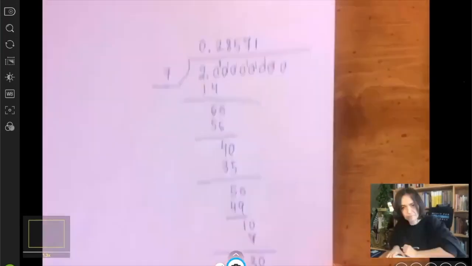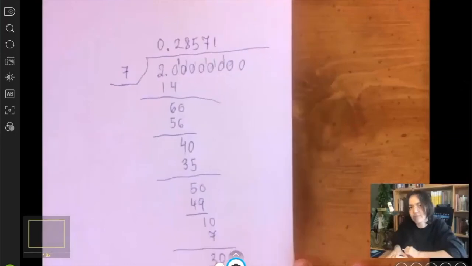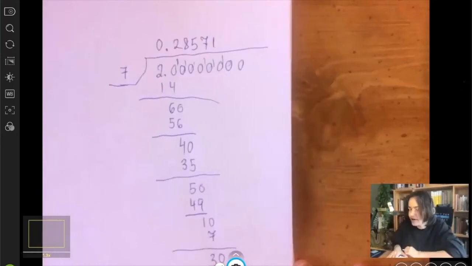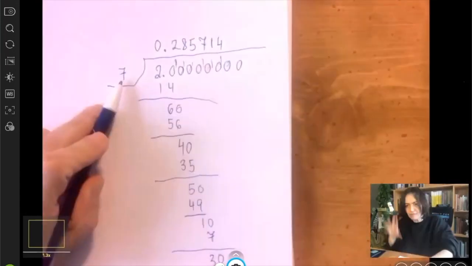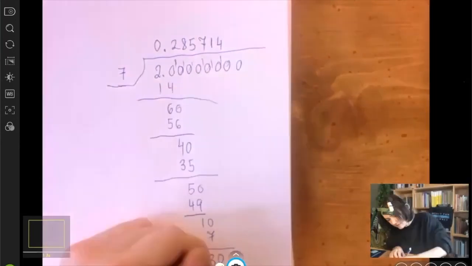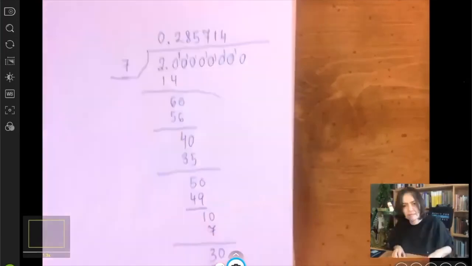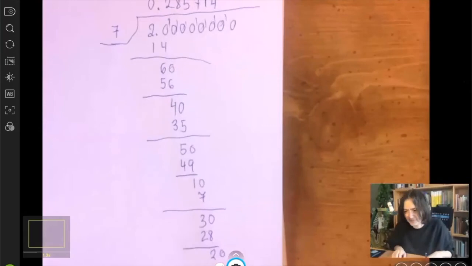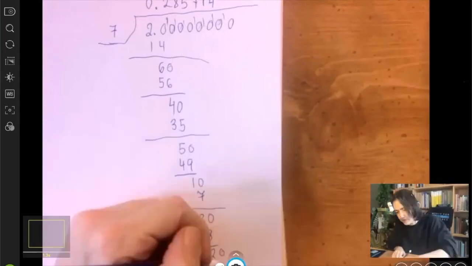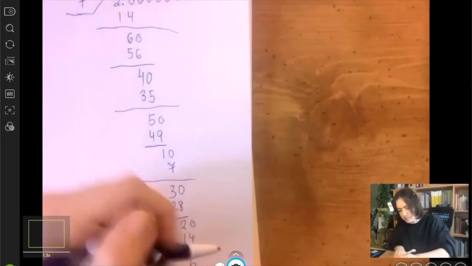30. 30 divided by 7. 4. Thank you for talking to me. Being wrong is okay, not trying is not okay. 4 times 7 is 28. Subtract, get 2, bring down the 0. 20. Gonna put 2 again, because 2 times 7 is 14. Subtract, we get 6, bring down the 0.